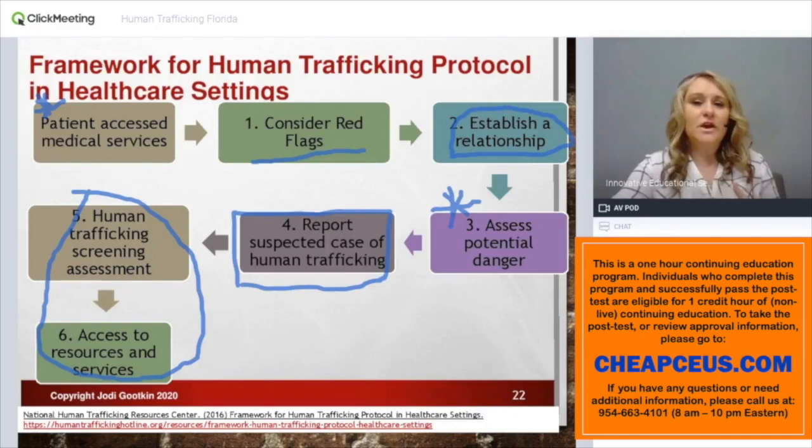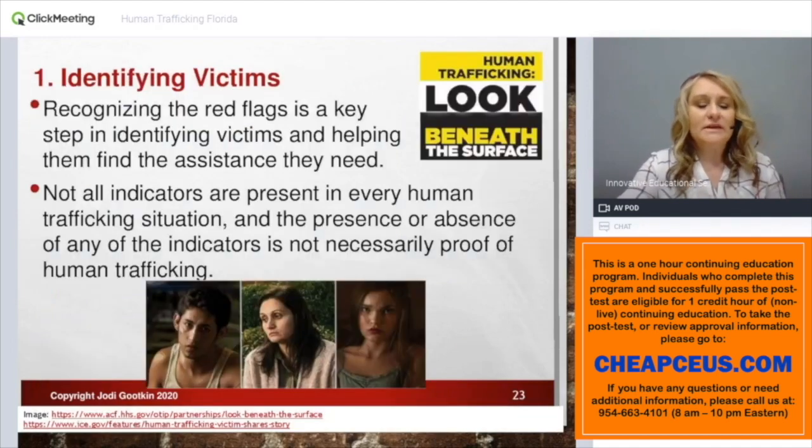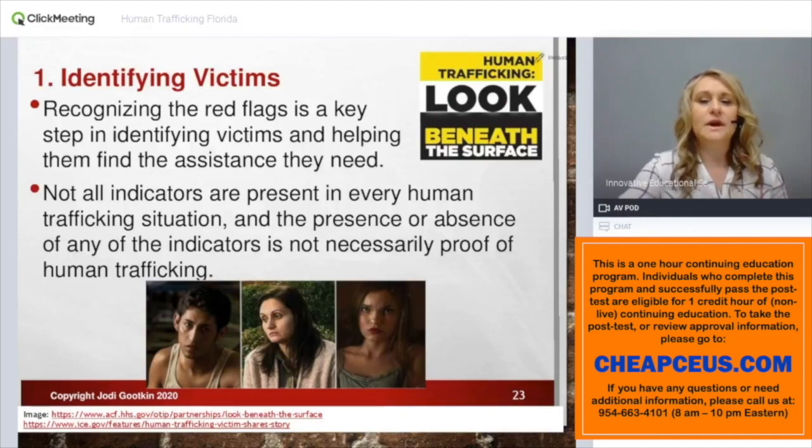Please remember that as a healthcare provider, it is not our role to be investigators. We just have an opportunity to identify these individuals, and we'll go over how you can make that connection to the appropriate agencies to help improve their circumstance. When we look at identifying victims, the Department of Health and Human Services, I think their campaign really sums it up.